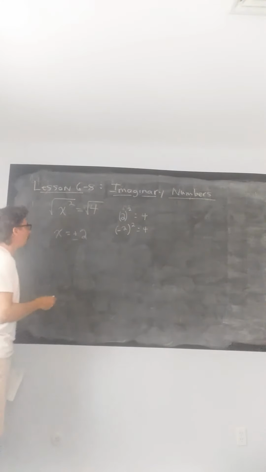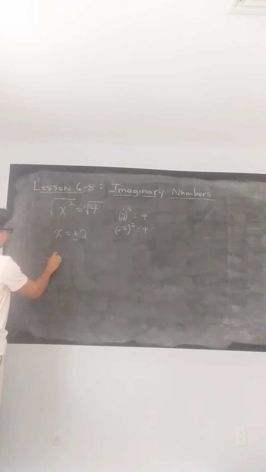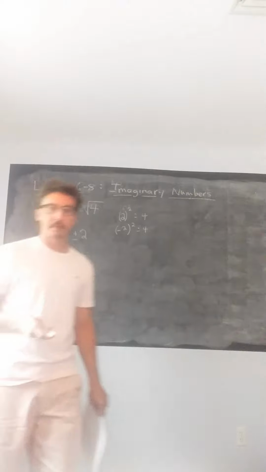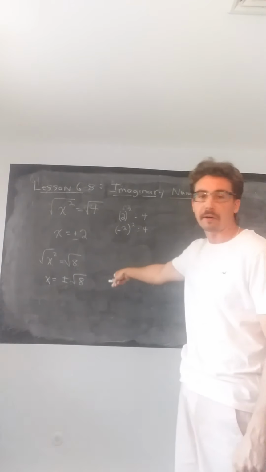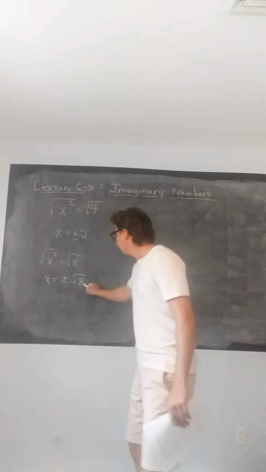Now sometimes we don't get lucky like that. Say we have x squared equals 8. Well, we do the same thing. We take the square root of both sides, and we get x equals plus or minus the square root of 8. 8 is not a perfect square, therefore we're not going to have a nice concrete number. But we can reduce something like the square root of 8.